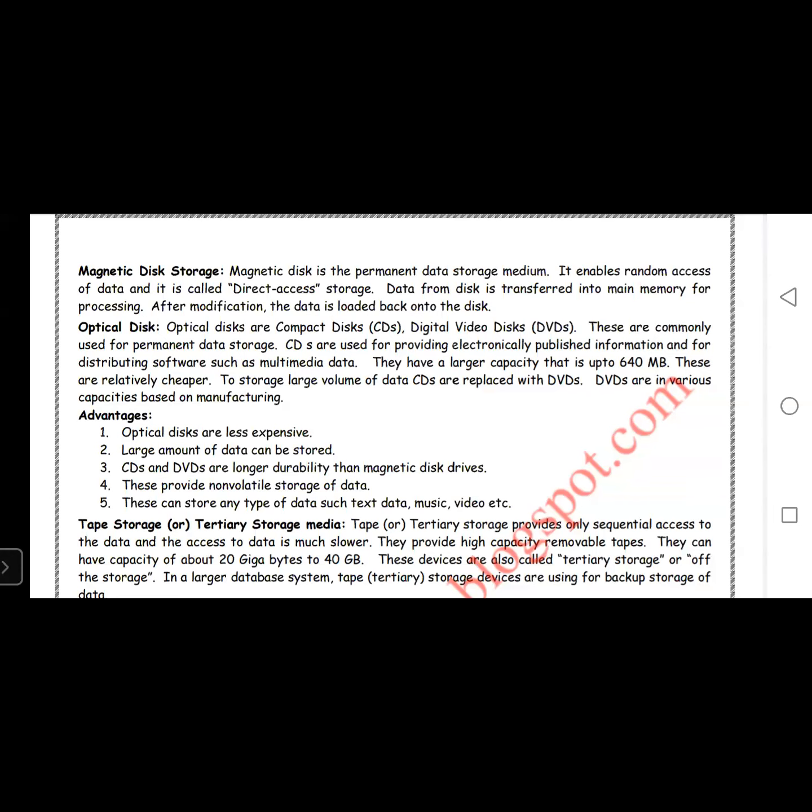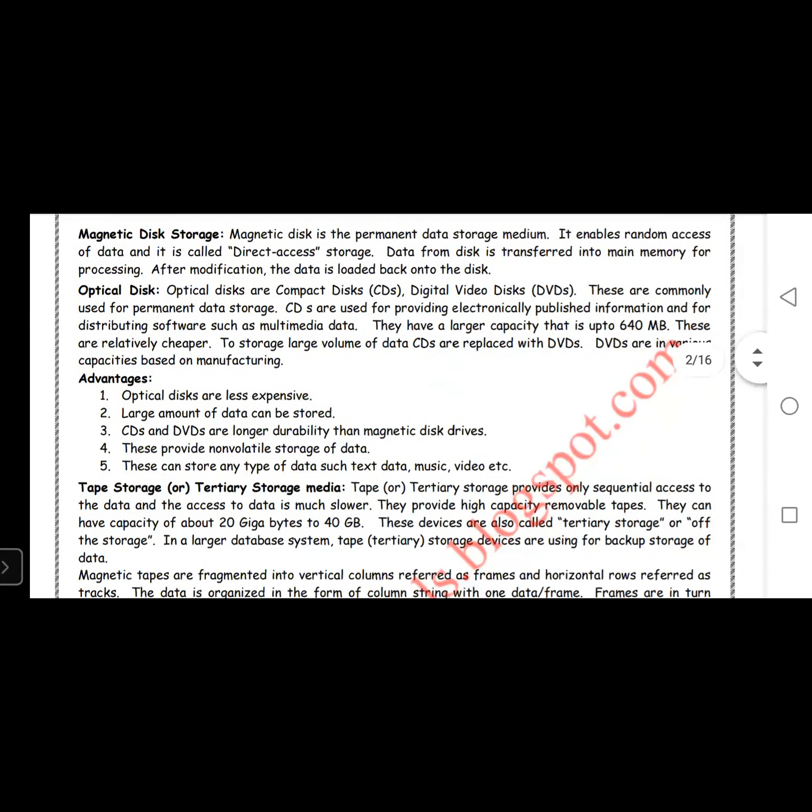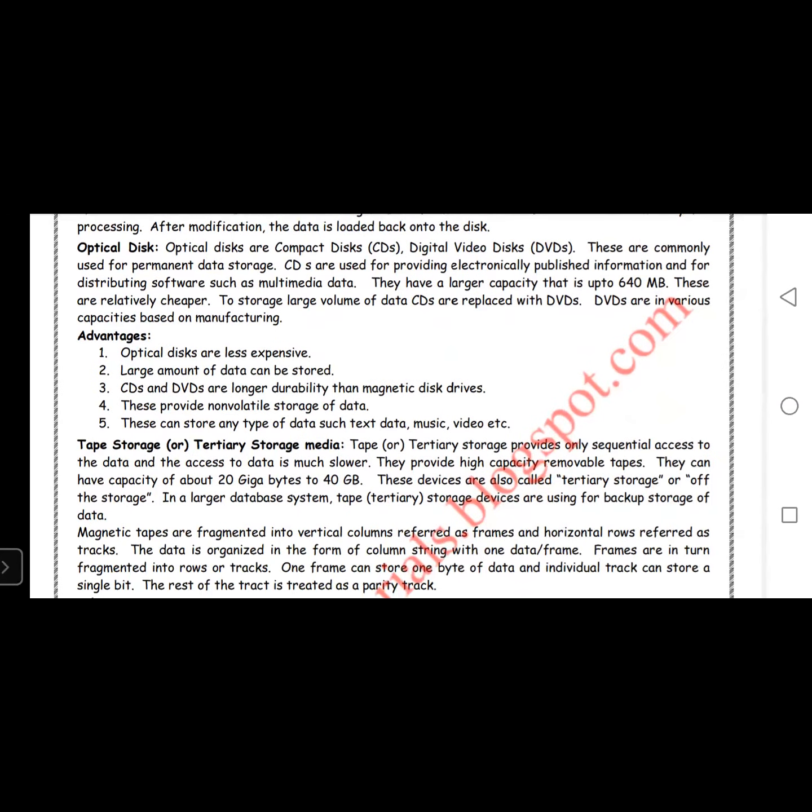Then what are the advantages? Optical discs are less expensive. A large amount of data can be stored. CDs and DVDs have longer durability than magnetic disk drives. These provide non-volatile storage of data. They can store any type of data such as data, music, video, etc.